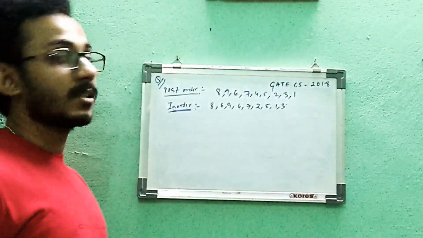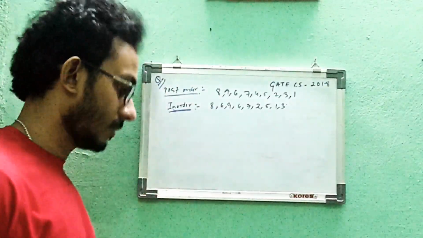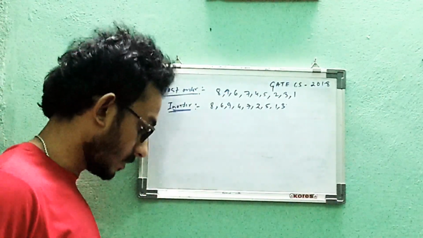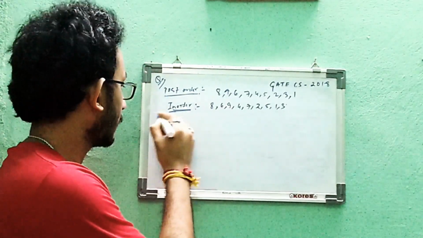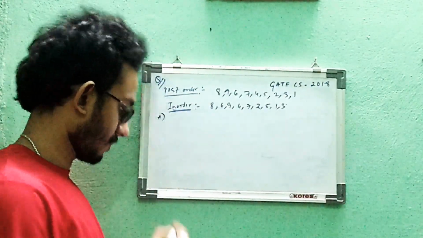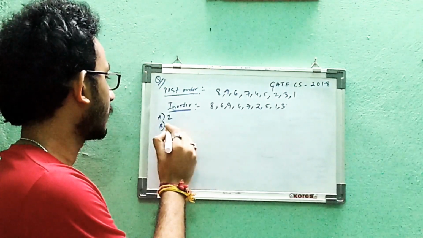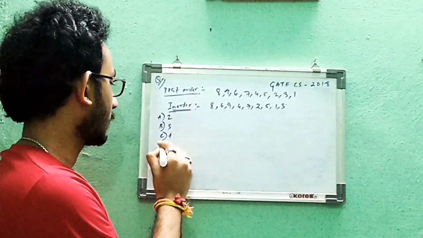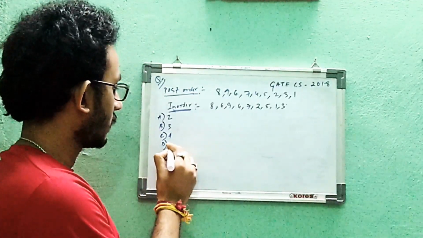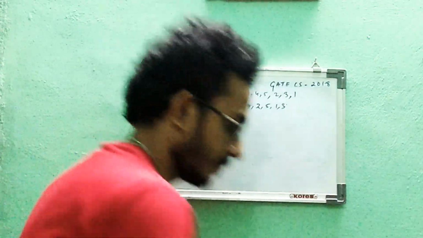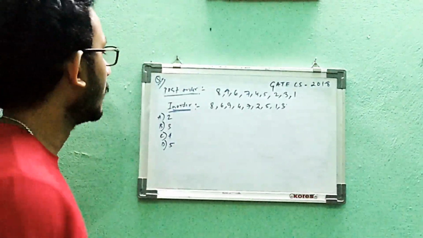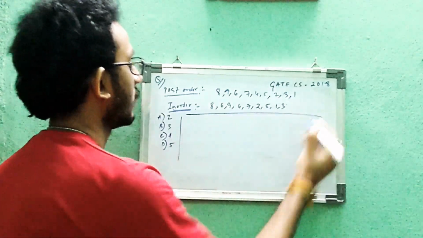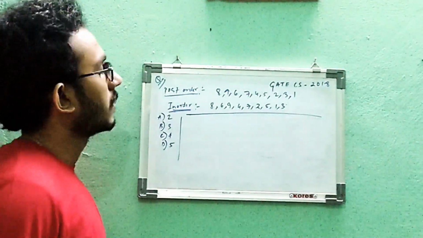So let's start constructing the tree. Before that, I'll write the options on one of the sides. So the options are here: 2, 4. Okay, so let's start solving here. Now we'll start.